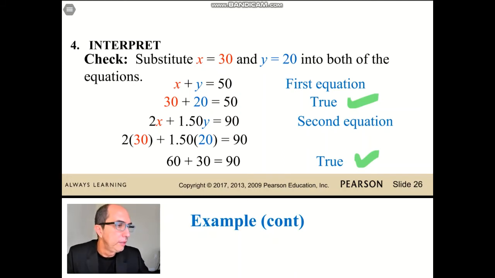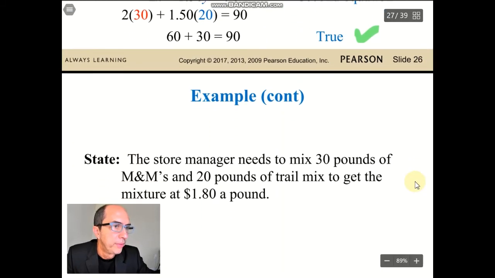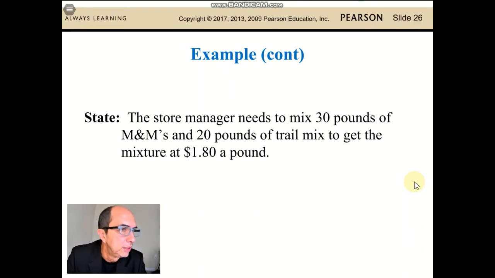And at the end, you state the solution. You can express your solution like we can see here. The store manager needs to mix 30 pounds of M&Ms and 20 pounds of tray mix to get the mixture at $1.80 a pound. Another example covered, another example finished.